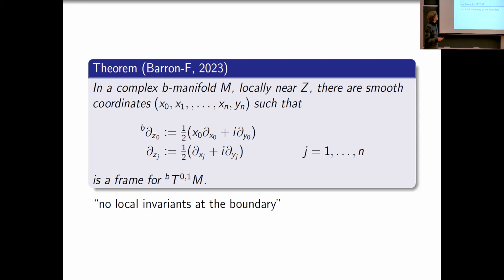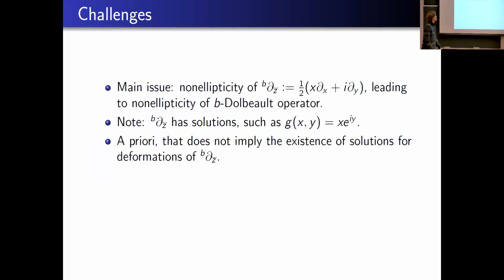I don't have a lot of time, obviously, to get into some details, but some of you probably instinctively see what the issues are. The main issue is the non-ellipticity of this operator, the B-Dolbeault operator, which means that the B-Dolbeault operator is also non-elliptic. This model operator has solutions, so you can check x e to the iy is in the kernel of that operator. But because it's not elliptic, it doesn't a priori allow you to do things like deform that operator. If you deform an elliptic operator, it's still elliptic, and you still have existence theory that you can apply, but that doesn't work here.